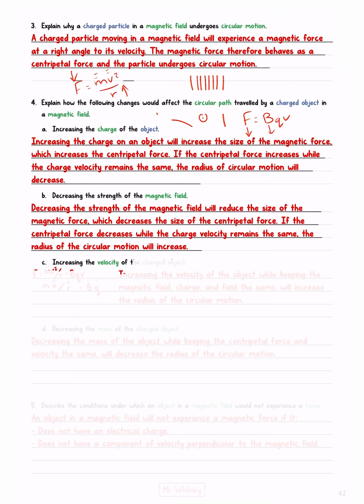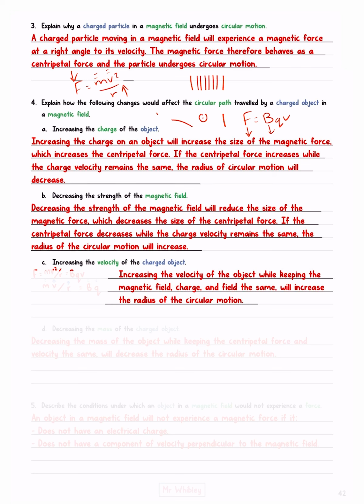Increasing the velocity of the charged object. Increasing the velocity of the object while keeping the magnetic field charge and field the same will increase the radius of the circular motion. So knowing that our centripetal force is mv squared over r, and knowing that this is provided by our Lorentz force, our BQV, if our mass, magnetic field and charge stay the same, however we increase the velocity, then our radius must increase as well.